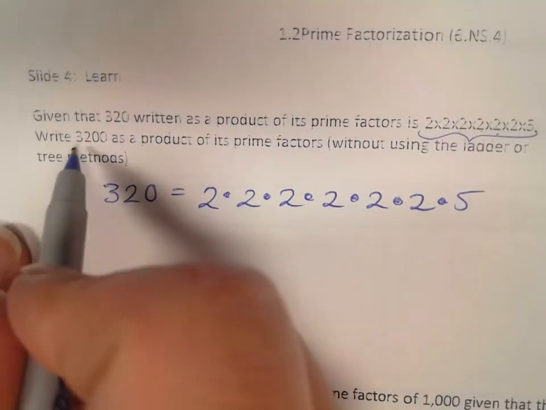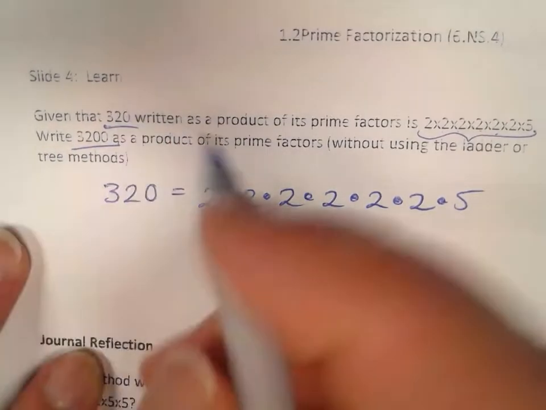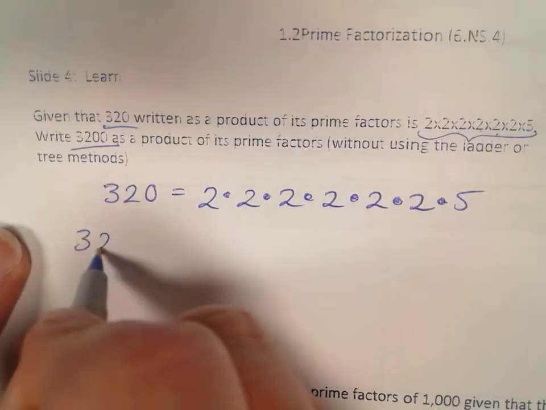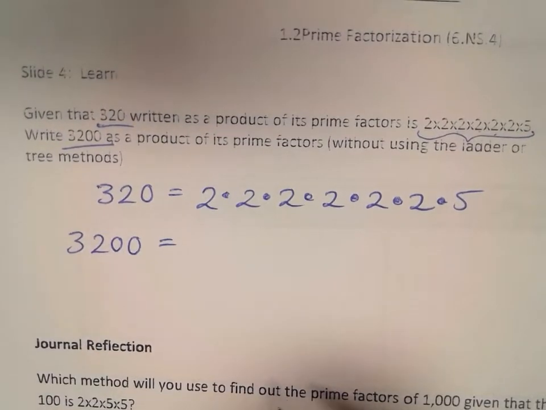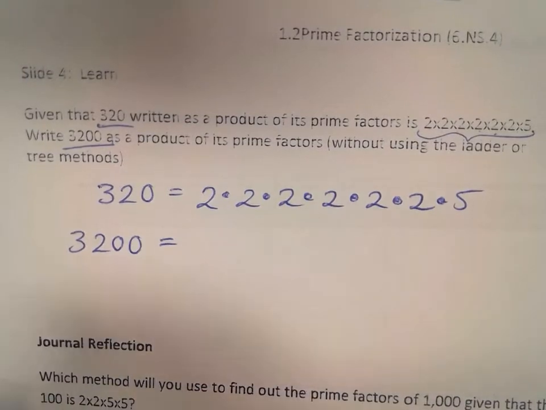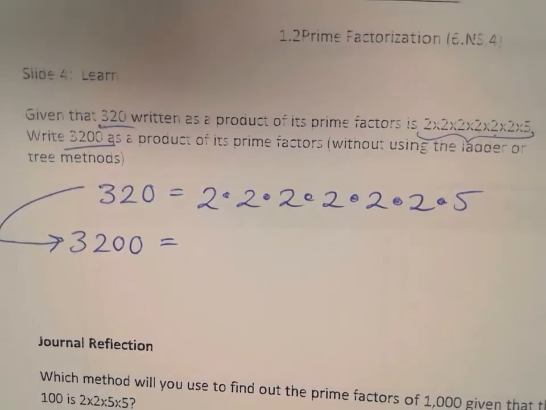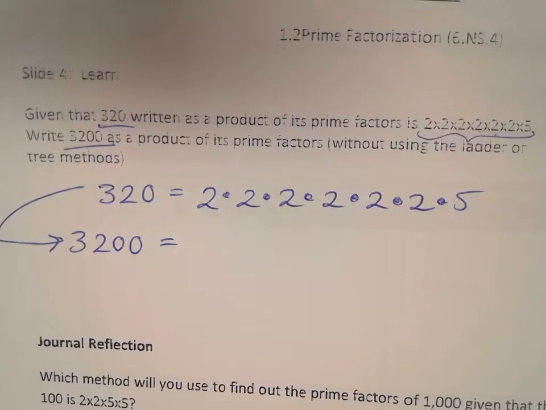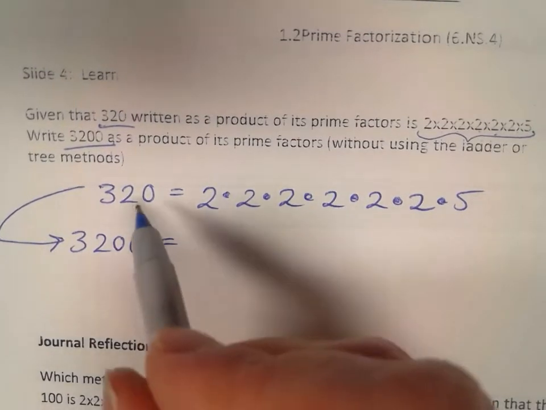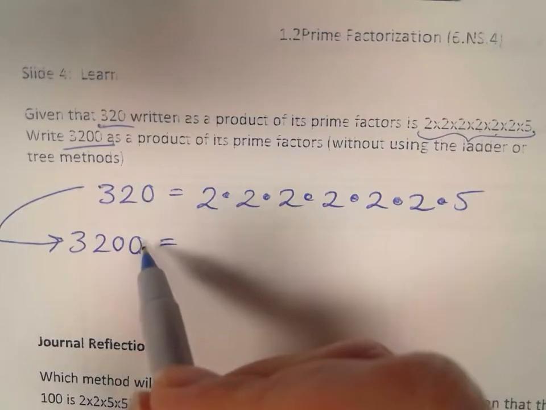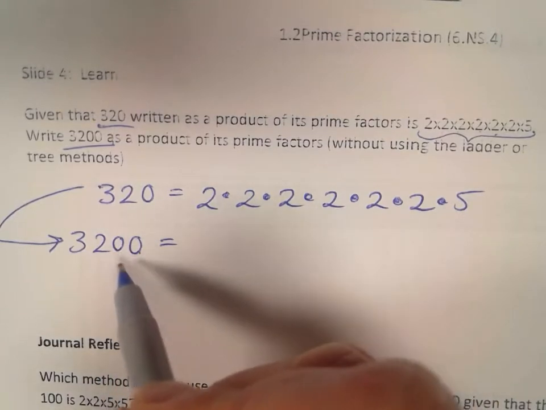And now they want me to change it into 3,200. And they tell me not to use a ladder or a tree. Boy, if only I could figure out a pattern. How did they get from here to here? Oh, there's an extra 0 on the back. How did they go from 320 to 3,200 and get that extra 0?